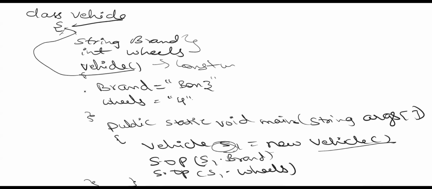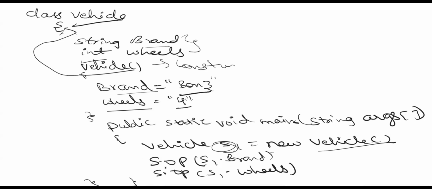Inside the constructor we have brand equals Benz. I have given the value which should be printed. Next, wheels equals 4. Here we have given it as an int. Everything that is a string needs to be in double quotes.